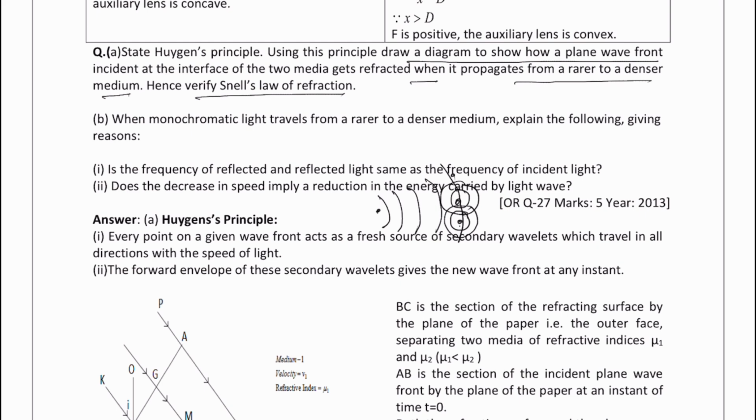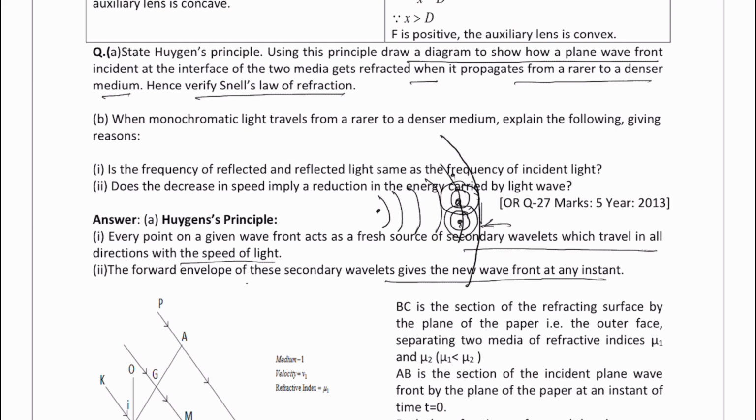So these points are the source of light. Secondary wavelets travel in all directions with the speed of light. The forward envelope of these secondary wavelets gives a new wavefront at any instant. So if we join it, this is Huygens construction of the secondary wavefront. If we join all these wavelets together, this is the position of the secondary wavefront.